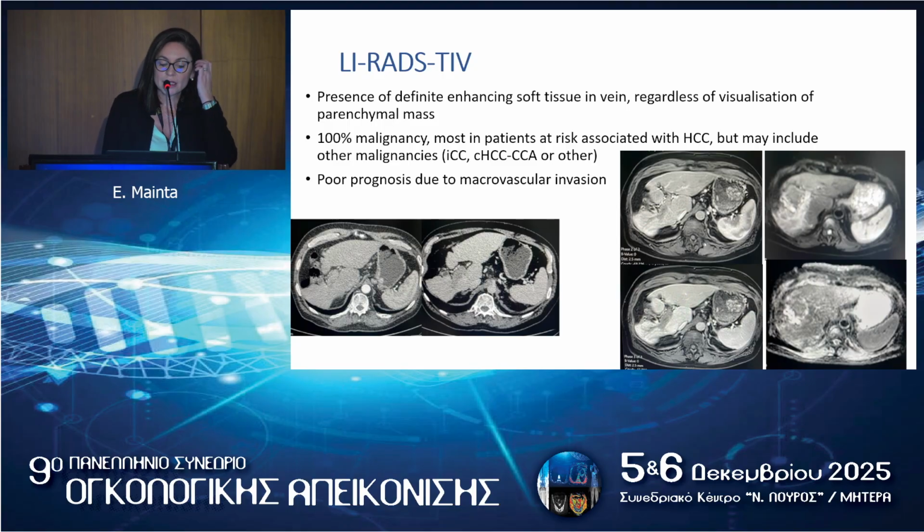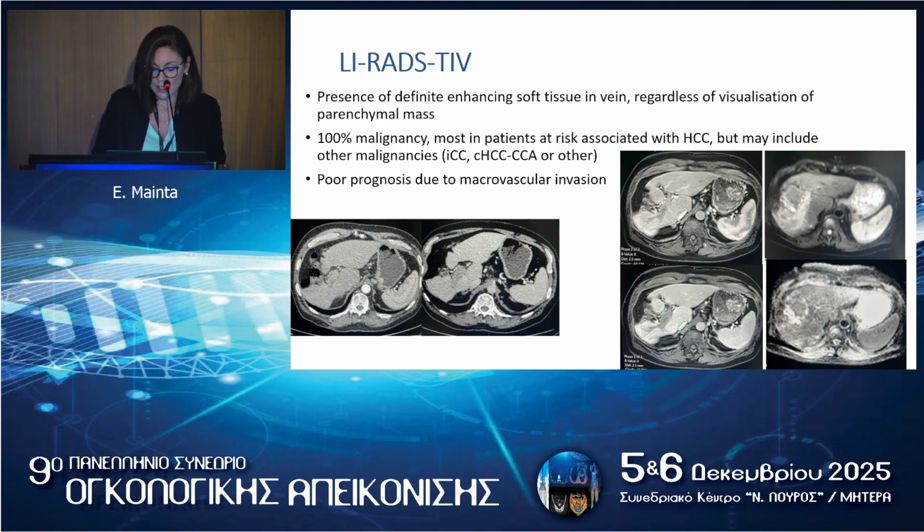The tumor vein category refers to definite enhancing soft tissue in the vein, regardless of the presence of a parenchymal lesion. These are 100% malignant lesions. Most in patients at risk are associated to HCC, but they may include other lesions, which are always malignant. These patients, unfortunately, have poor prognosis due to the microvascular invasion.